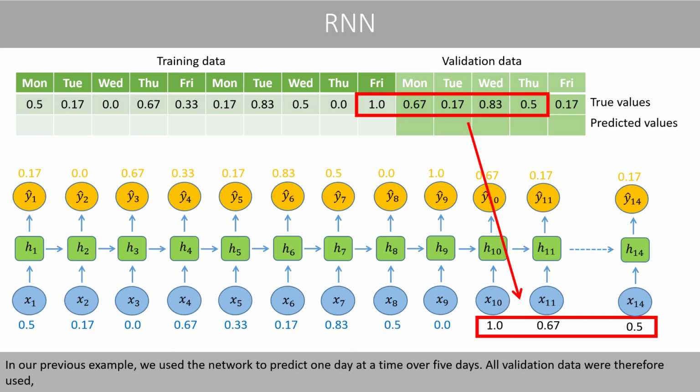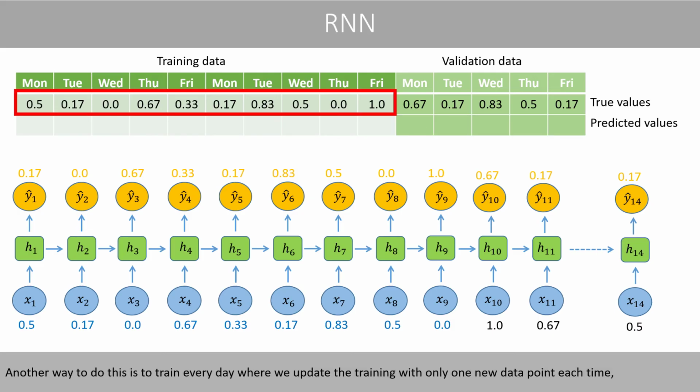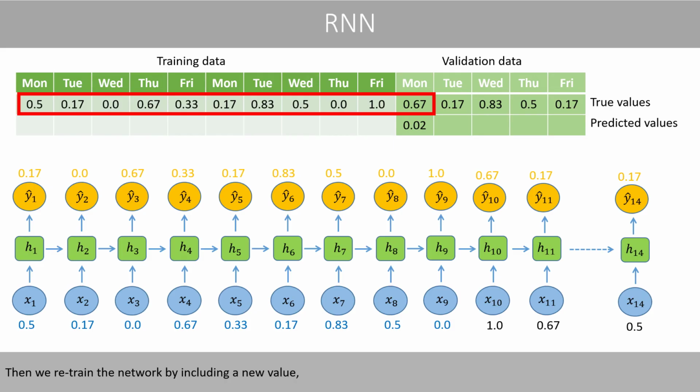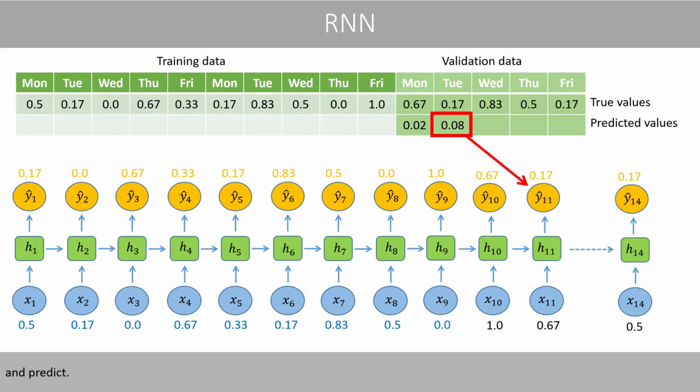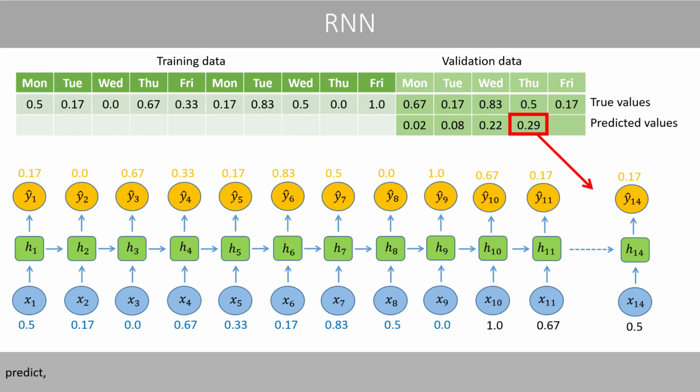In our previous example, we used the network to predict 1 day at a time over 5 days. All validation data were therefore used to obtain these predicted values. Another way to do this is to train every day, where we update the training with only one new data point each time, and use the network to predict 1 day forward in time. Then we retrain the network by including a new value, and predict. Train, predict, train, predict.